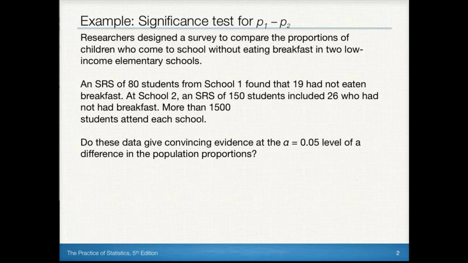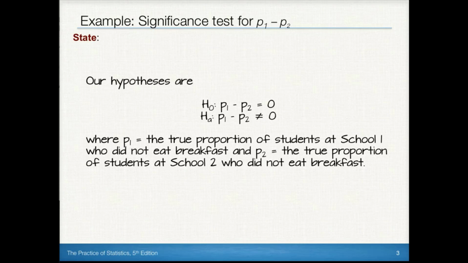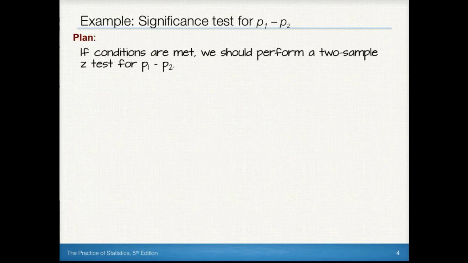Do these data give convincing evidence at the alpha equals 0.05 level of a difference in the population proportions? Well, let's start by stating our problem and stating our hypotheses. As we saw in a previous example, our hypotheses are the null p1 minus p2 equals 0 against the alternative p1 minus p2 is not equal to 0. We're simply looking for a difference, so we'll do a two-sided test. And we defined our population proportions as such. If the conditions are met, we should perform a two-sample z-test for p1 minus p2.